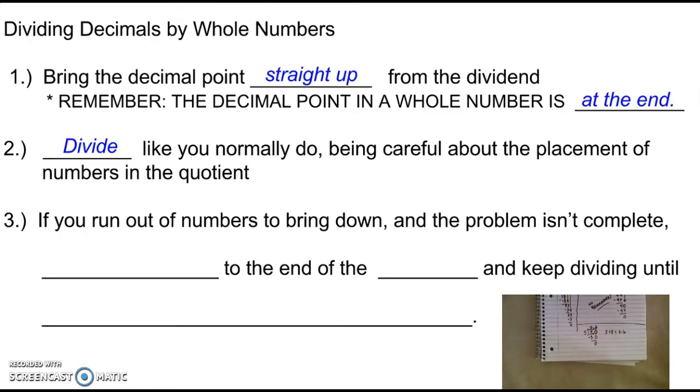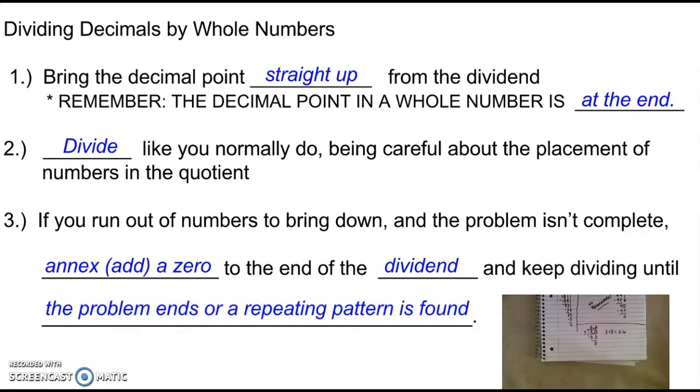The third step is the one that's a little bit more difficult to remember. It's if you run out of numbers to bring down and the problem isn't complete, we have to annex or add zeros to the end of the dividend, and we keep dividing until the problem ends or a repeating pattern is found. Now, we have not talked about what a repeating pattern is, and you shouldn't have very many problems like that to contend with. But I will show you one that you can write down just so you have an example in your notes.